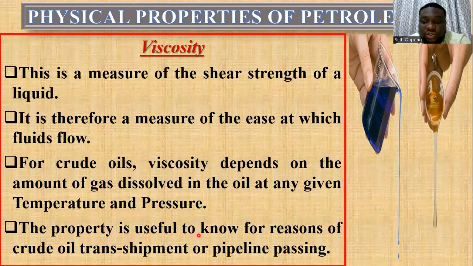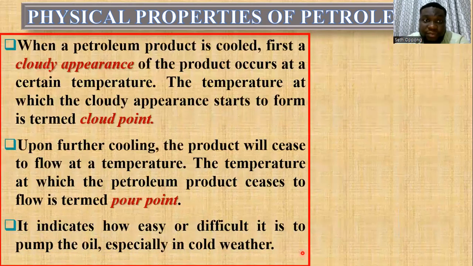The property is useful to know the reason for crude oil transshipment and pipe passing. So let's say if you are dealing with a pipeline and you want to transport crude oil, you should know the viscosity of the crude oil. If the crude oil is very viscous, it will be very difficult to pass through the pipeline. If the crude oil is very light, then the pipeline will be an easier means of transportation. If the crude oil is very heavy, then shipping, that's through ships, will be another alternative. So the viscosity also helps you to determine all those things.